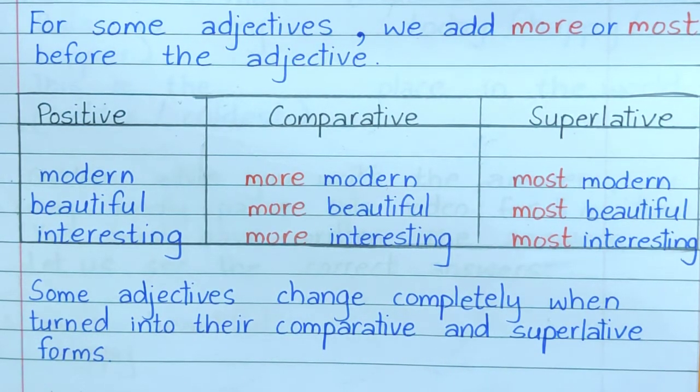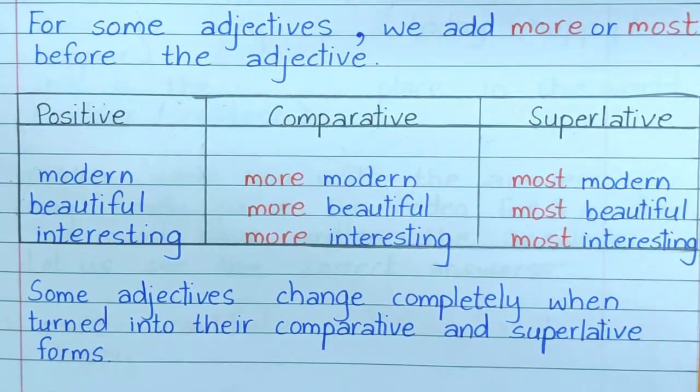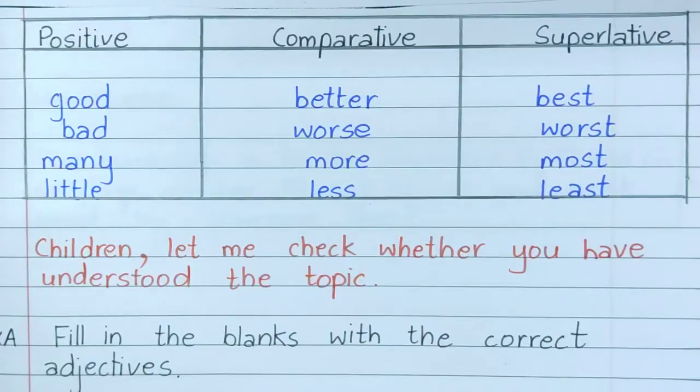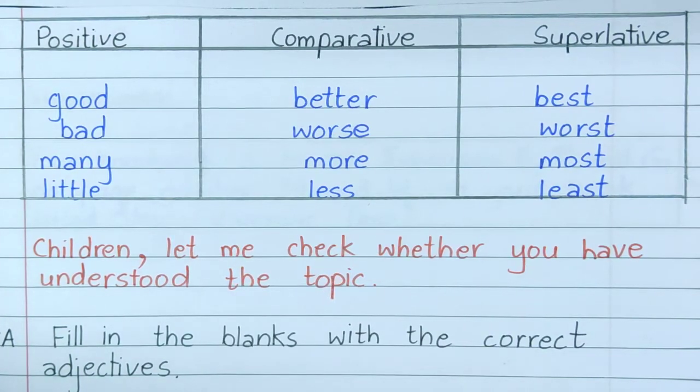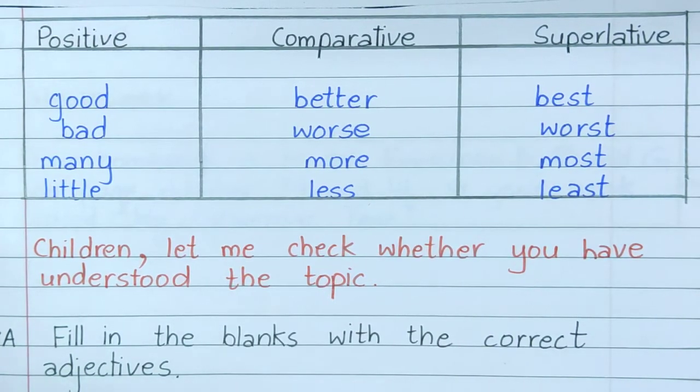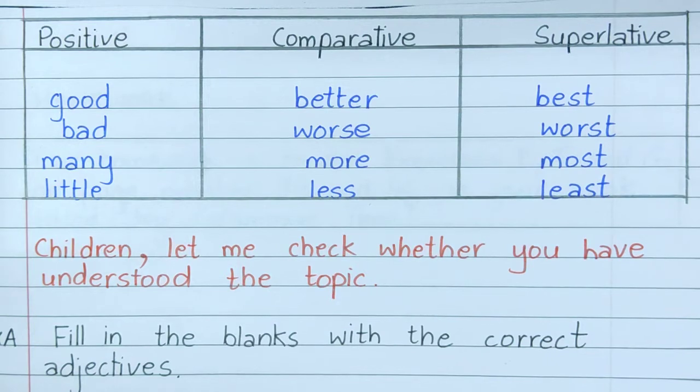Rule number 6. Some adjectives change completely when turned into their comparative and superlative forms. Example: good, better, best. Bad, worse, worst. Many, more, most. Little, less, least.